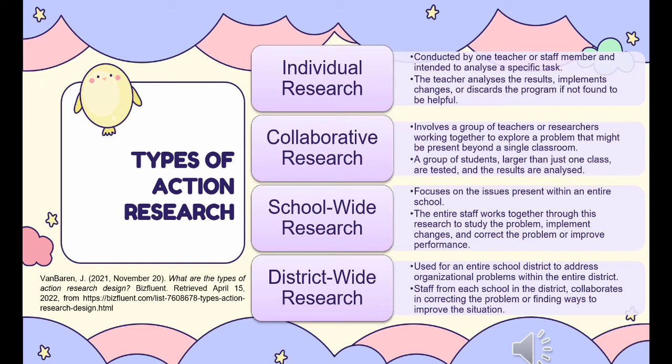So, to conclude these four types of action research, individual action research is done by a single teacher in the classroom, while collaborative action research is done by a group of teachers towards a larger group of students. For school-wide research, it is conducted by the entire staff of the school within the school area. But for the district-wide research, it's a research between the schools in the district area, involving staff from each school.